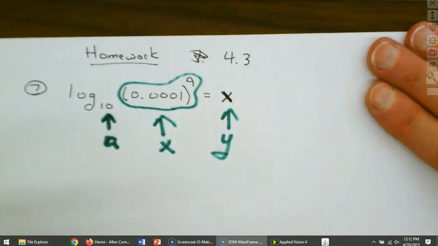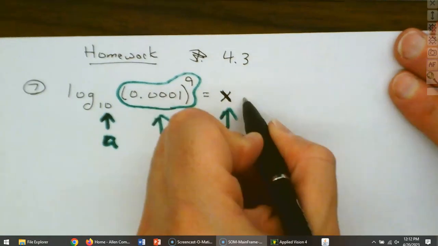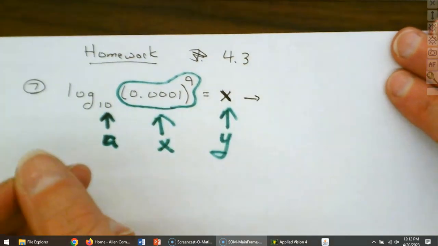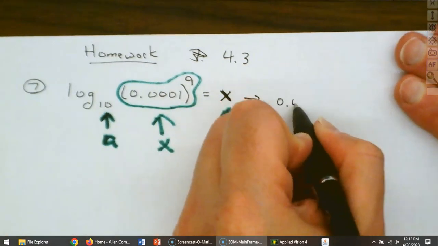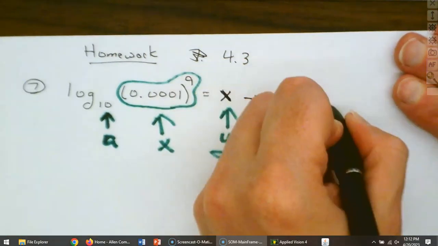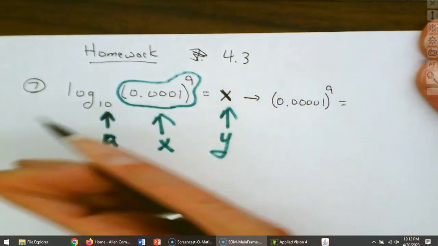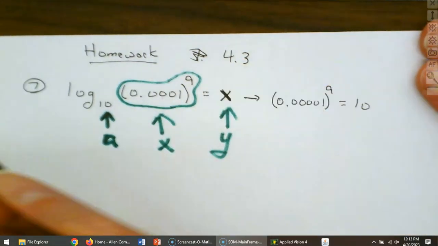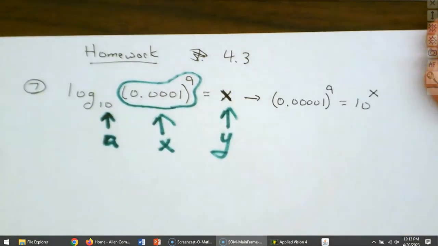And I'll show you another trick after we convert it as well. There's another trick we could use, which I'll show you, but we're going to do this one with conversions. See if we can figure it out with conversions. And we now know that 0.00001 to the 9th power, because that's your x, is going to equal a, which is 10, to the unknown power, which is, in that case, your x. So there's our conversion.